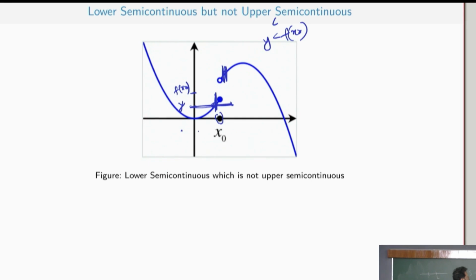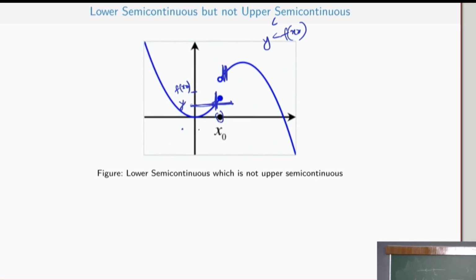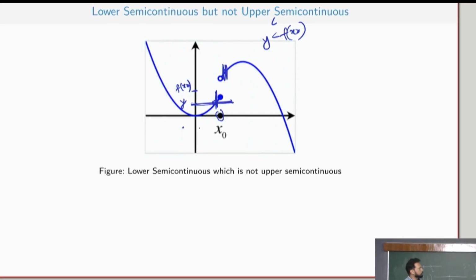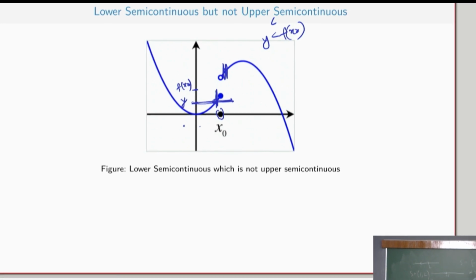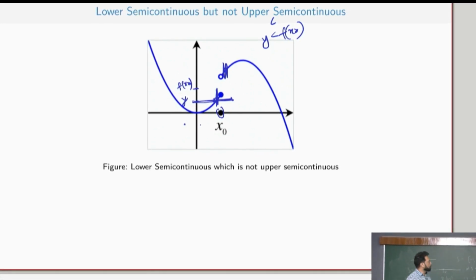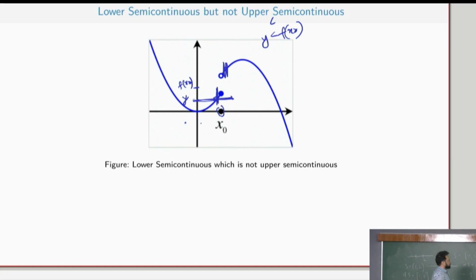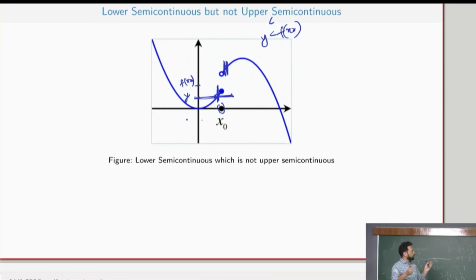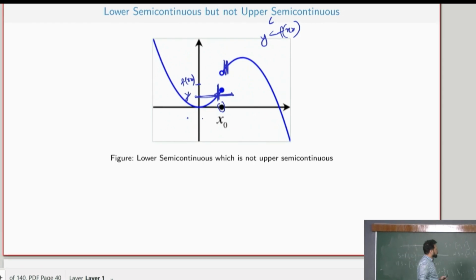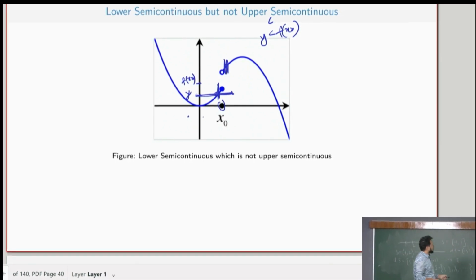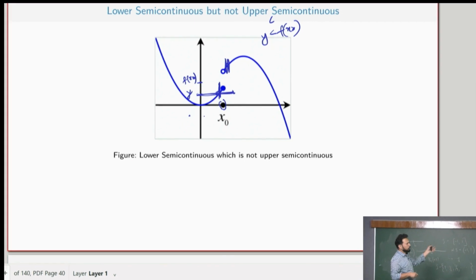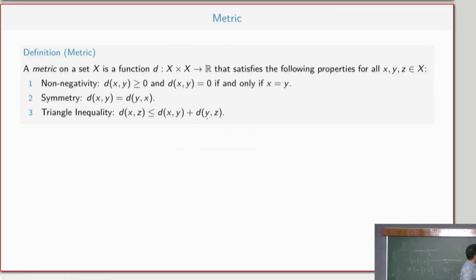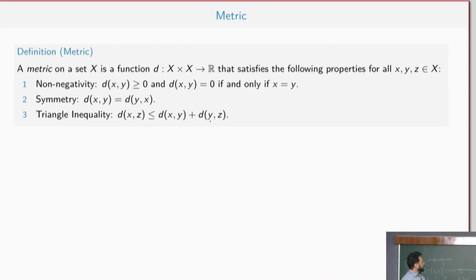As you can see, this lower semi-continuity allows you to work with not necessarily continuous functions. This is a slight generalization of continuity. So you can state results with lower semi-continuity rather than saying it's continuous. And for upper semi-continuity, just take the negative and work with the same idea.